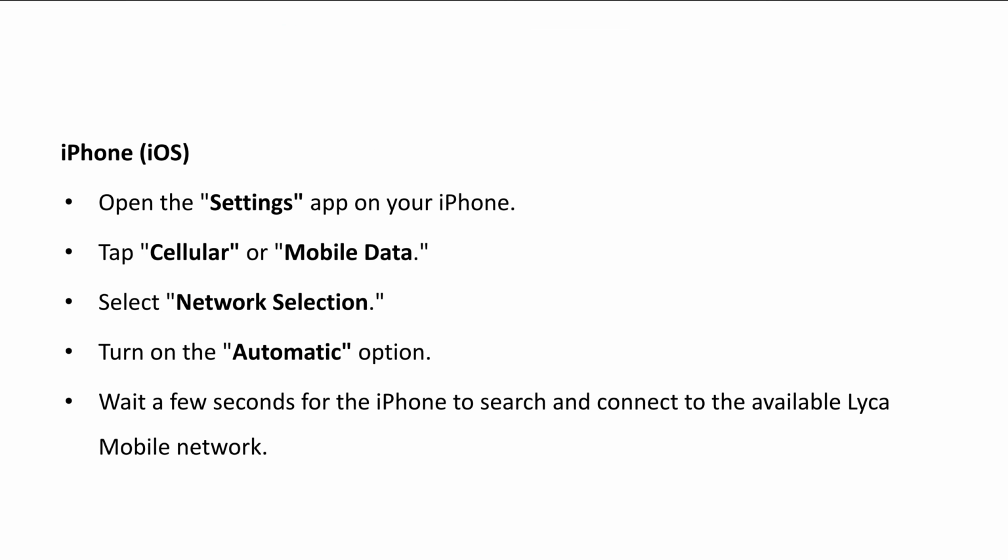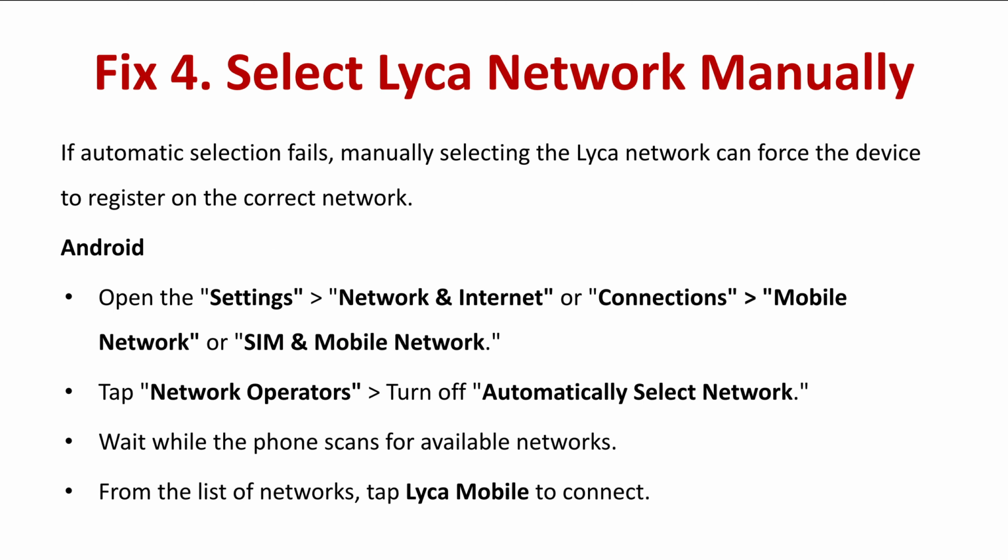network. In iOS, open the settings app on your iPhone, tap cellular or mobile data, select network selection, then turn on the automatic option. Wait a few seconds for the iPhone to search and connect to the available Lyca mobile network. Fourth fix is select Lyca mobile network manually.